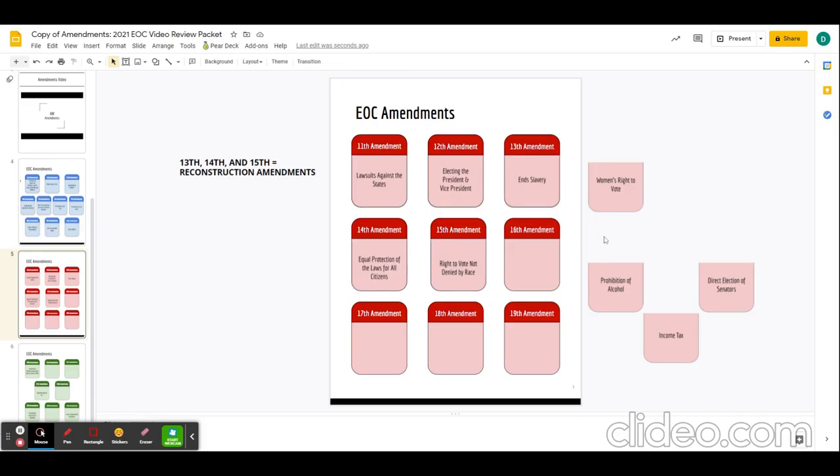The remaining amendments on this screen, 16 through 19, also all go together. They are the Progressive era amendments. Make a little box for them.